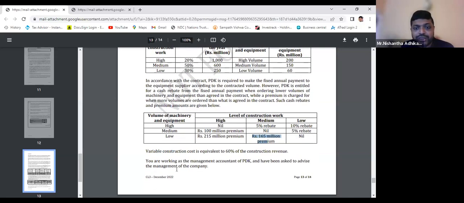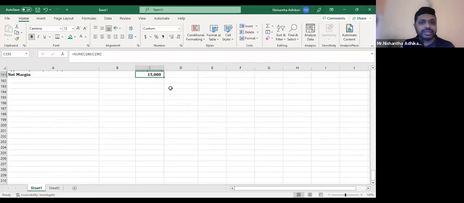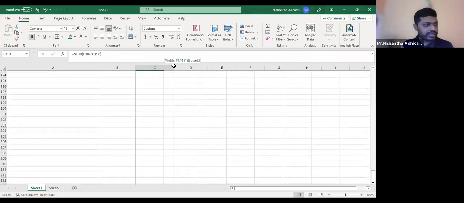You are working as the management accountant of PDK and have been asked to advise the management of the company. Prepare a summary of forecasted profit earned by PDK for the forthcoming year for each possible outcome. That means you need to prepare a pay-off table. We will prepare a pay-off table. This is very important because each and every aspect we learn will be tested in the exam. Therefore, it is important to practice, right?